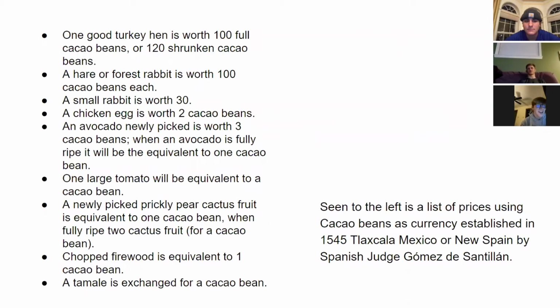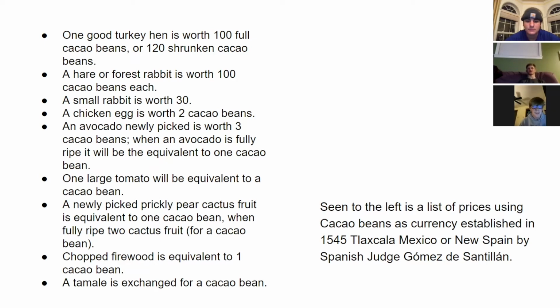One good turkey hen is worth 100 full cacao beans or 120 shrunken cacao beans. A hare or forest rabbit is worth about 100 cacao beans per rabbit. A chicken egg is worth 2 cacao beans. A small rabbit, 30. And a newly picked avocado is worth 3 cacao beans, and a ripe avocado is worth 1. One large tomato will be equivalent to 1 cacao bean.